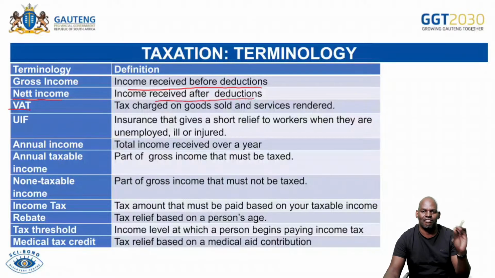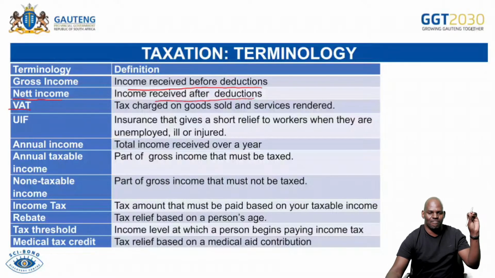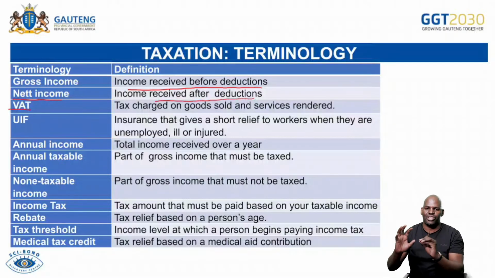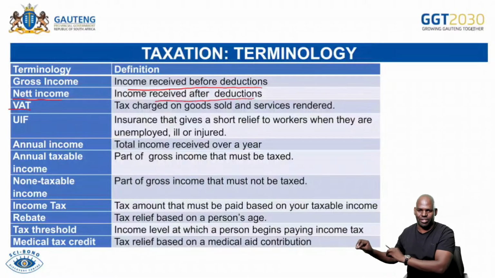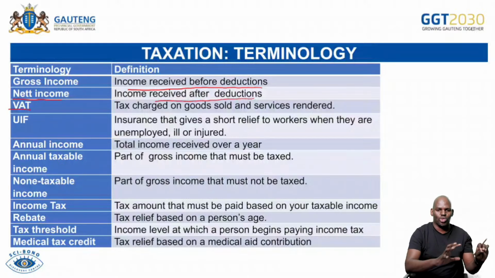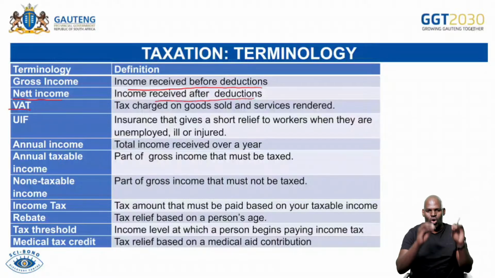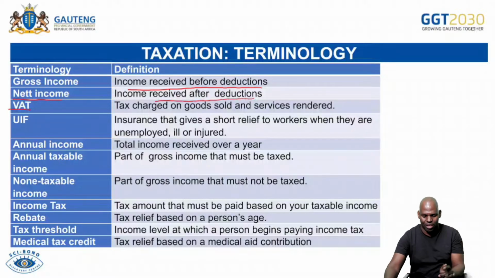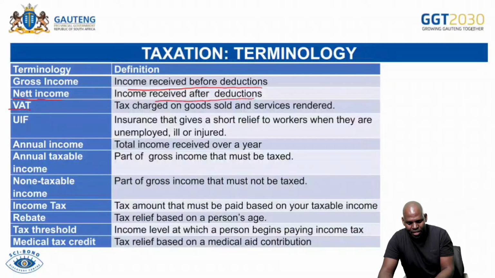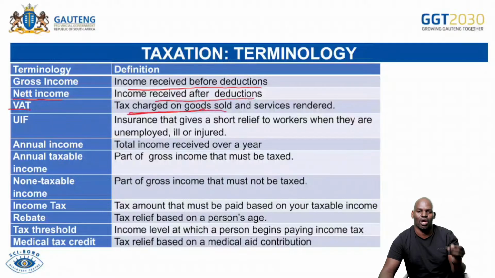Define VAT. When we say define VAT, you are not going to say VAT is value added tax, because VAT is just an abbreviation of value added tax. But when they say explain what you understand by the word VAT, you're going to say it's a tax that is charged on goods sold. Remember, when you go to a shop and buy an item, you'll find that VAT is added there. So we say it's a tax charged on goods sold or on service rendered.